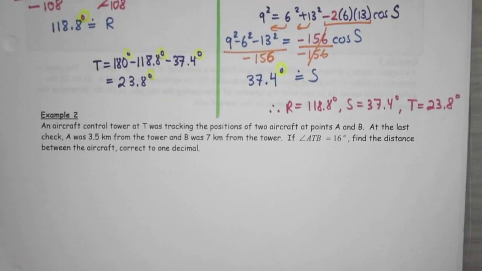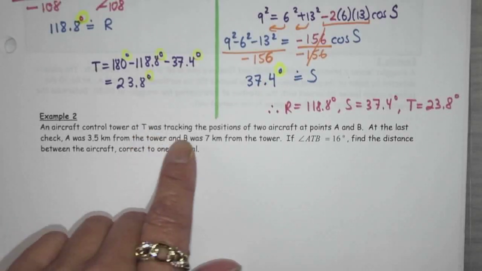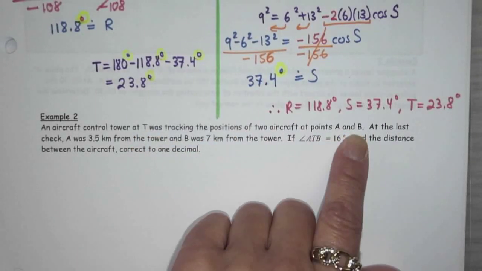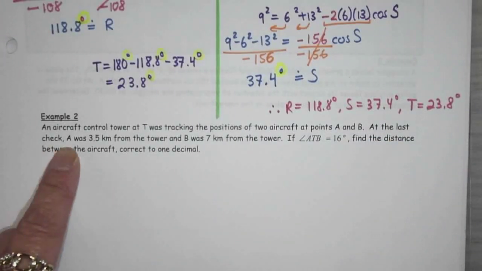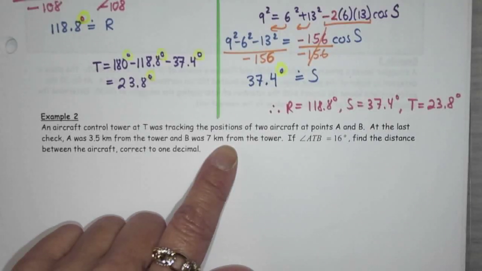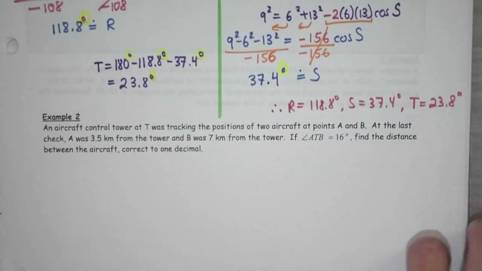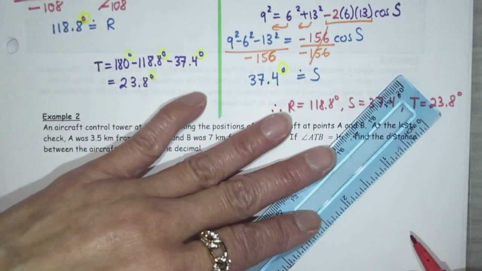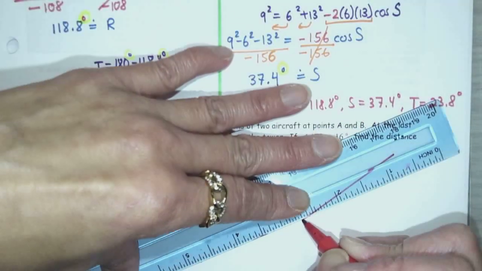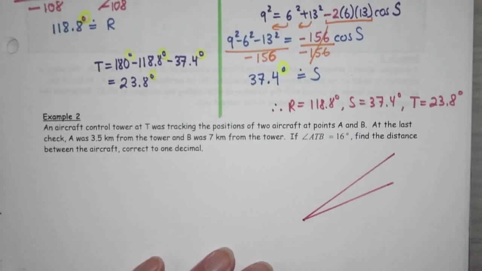So the next one is: aircraft control tower T was tracking positions of 2 aircraft at points A and B. At the last check, A is 3.5 kilometers from the tower, B is 7 kilometers from the tower. ATB is 16 degrees. I'm going to start with the angle. So whenever I draw my diagram, I kind of start with the angle. I'm going to make it 16, so something small. I have no idea where anything is. I might have to extend the lines. So I'm going to go 16.